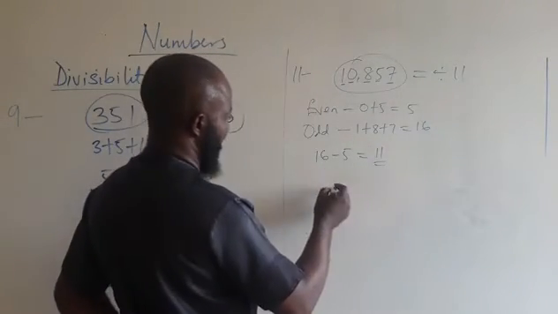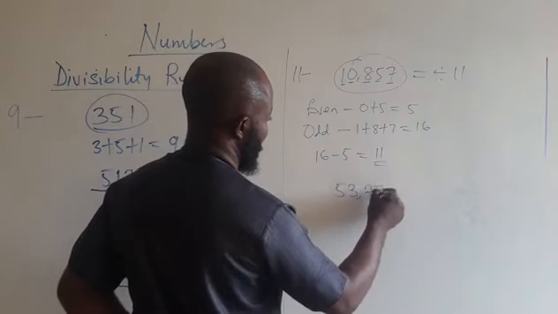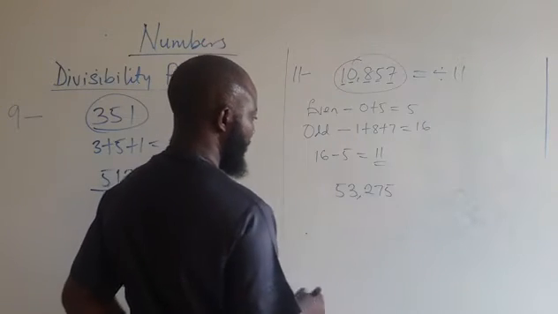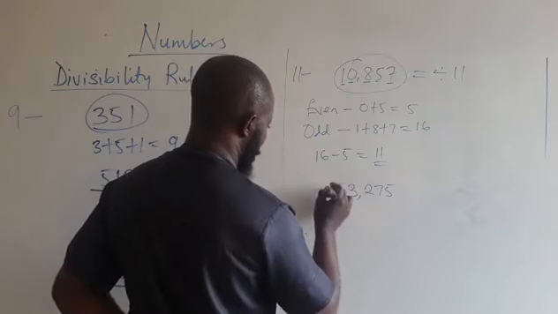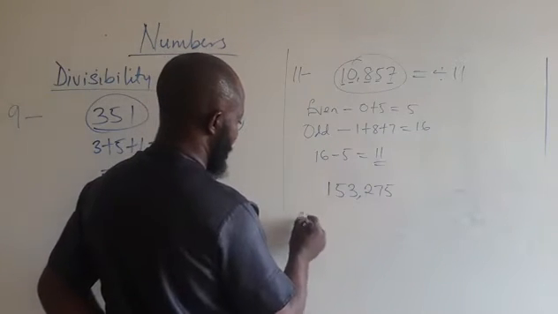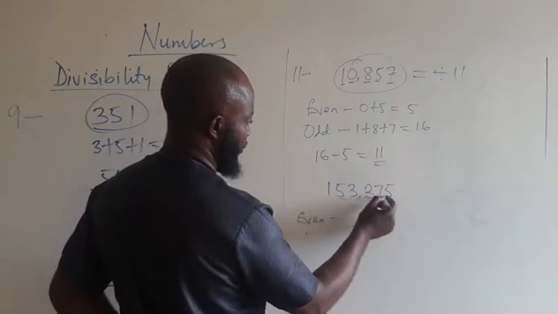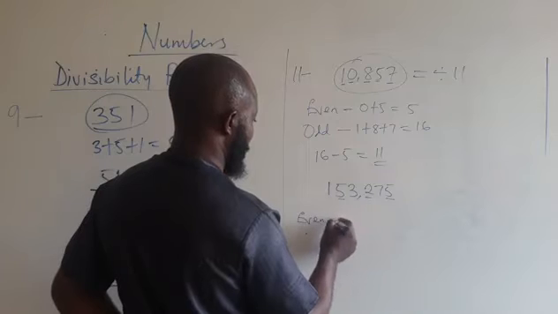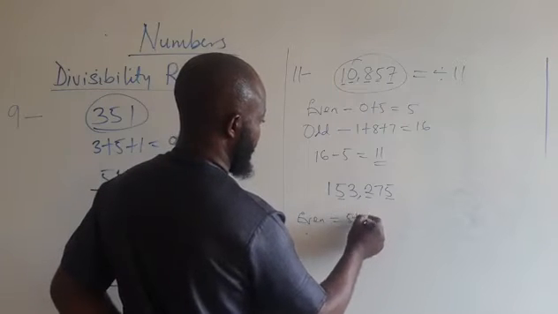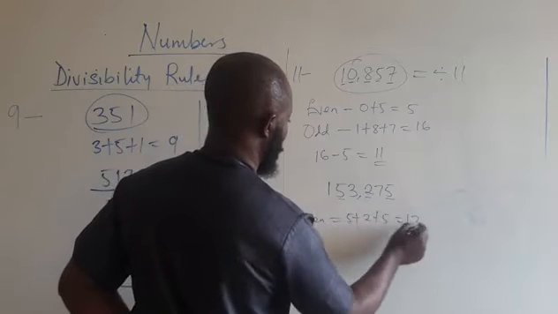So we have, let's say, 153,000. Good. Let's start with even. The even position here: 5, 2, 7. So that is 5 plus 2 plus 5. That gives us 12. Odd position.